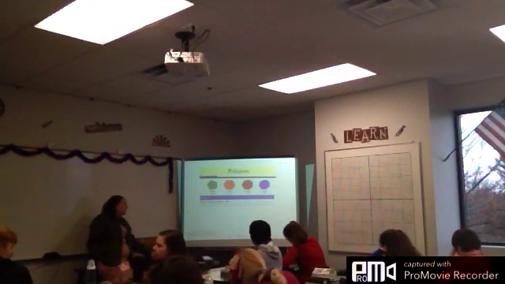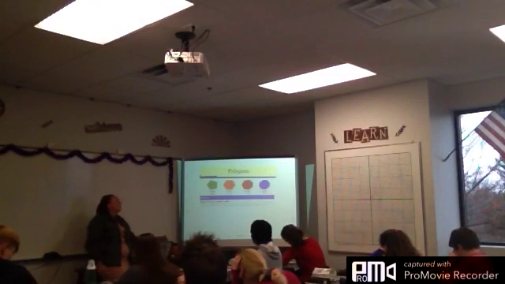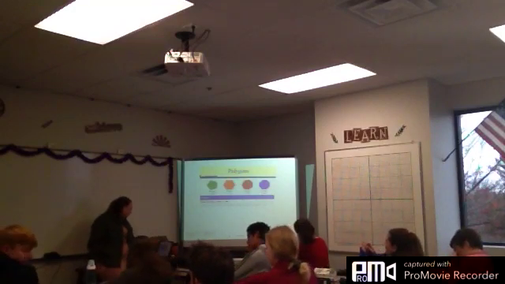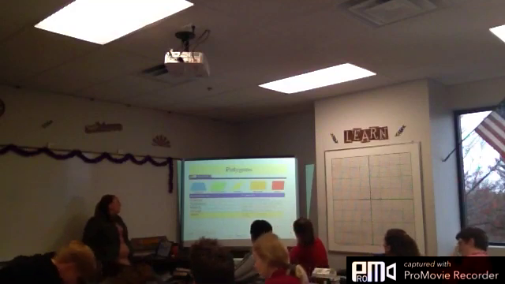So polygons can be classified in many different ways. If it is a four-sided polygon, it is more specifically a quadrilateral. There you go.